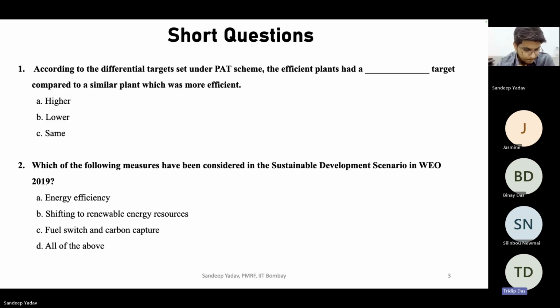It should be lower for efficient plants, according to the different targets set for the PAT scheme. Did the efficient plant have a higher target or a lower target? Efficient should be lower, sir. Efficient plants have higher targets, because it encourages energy efficiency in that case. PAT is more related to the promotion of energy efficiency in the different industries.